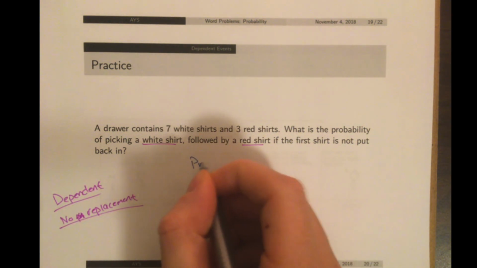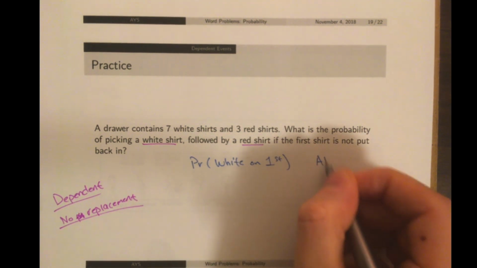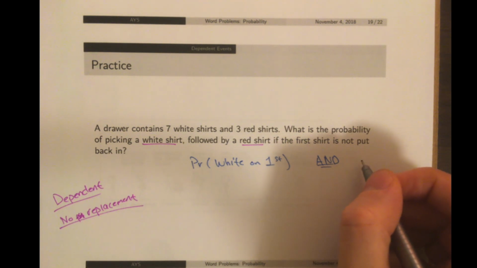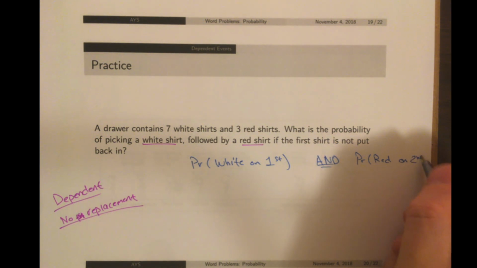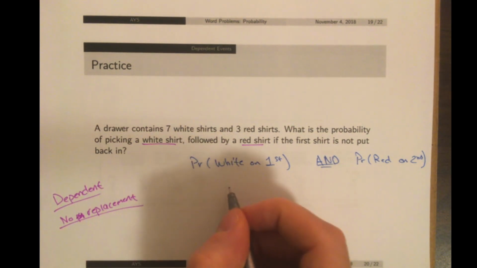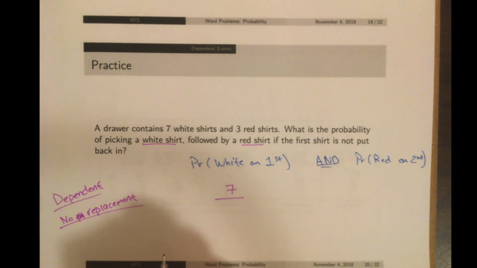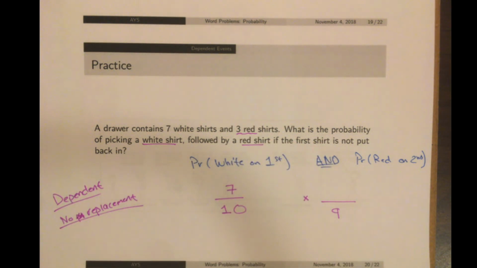The probability of white on first, and I want this to happen next, red on second. Probability of red on the second pick. Okay, not too bad. The probability of white on first, well, there's 7 white shirts. And how many shirts are there total? 7 and 3, 10 shirts total. Times, because it's an and statement. And I've already taken 1 shirt out, so I know there's only 9 shirts left in the drawer. How many of them are red? Well, I took out a white one. I didn't even touch the reds, so there's still 3 red shirts.